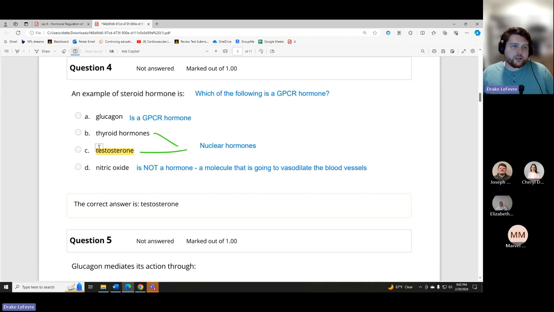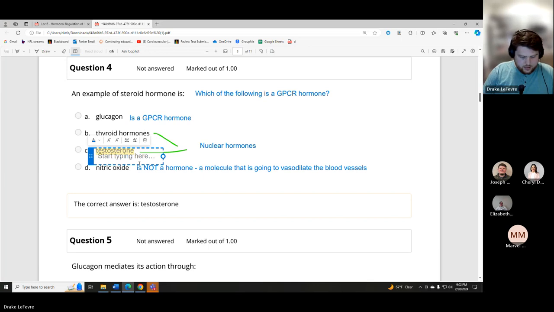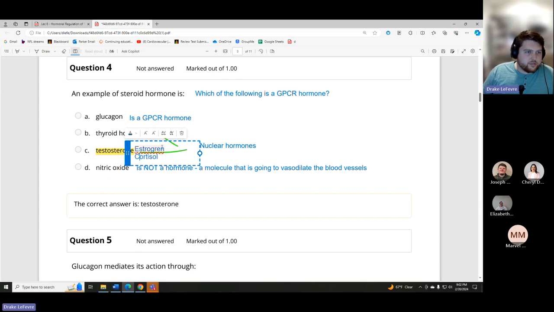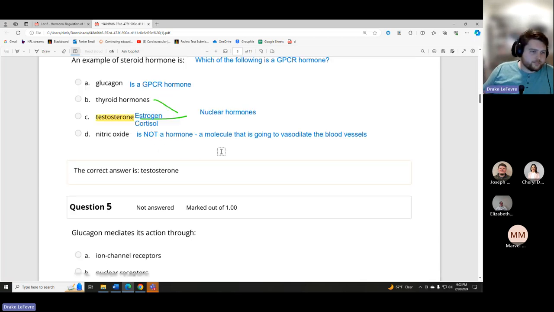What are potentially other steroid hormones that we could put here instead of testosterone? Estrogen. Good. What else? Cortisol. What was that? Cortisol. Yeah. And there are a couple of other ones, but those are the main ones that we'll talk about. Estrogen, cortisol, testosterone, progesterone. Those kind of ones are all going to be our steroid hormones.